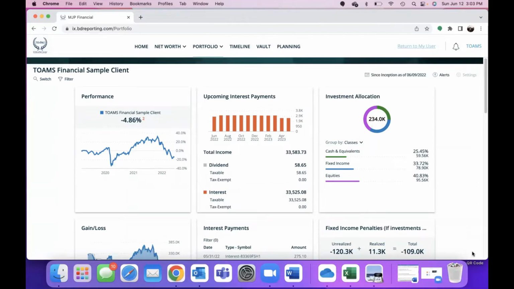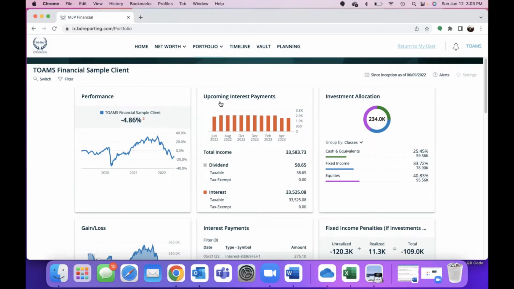From there, we have different charts. Starting from left to right, performance gives us a breakdown of our investments. And if we hover our mouse over the blue line, we get a running total of how much our account has grown over time.